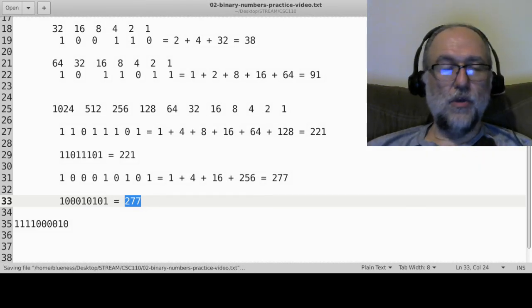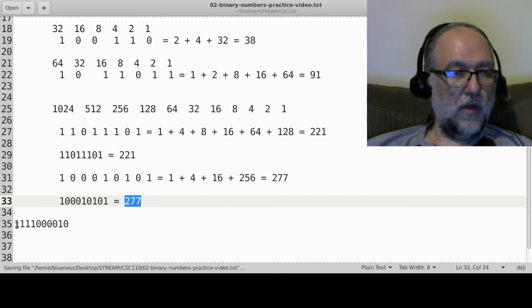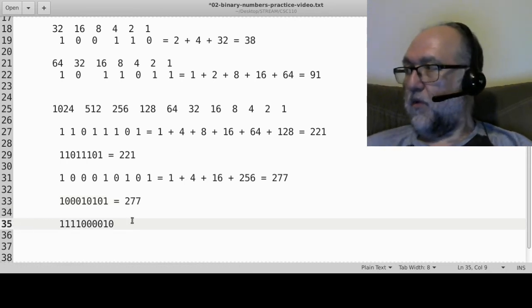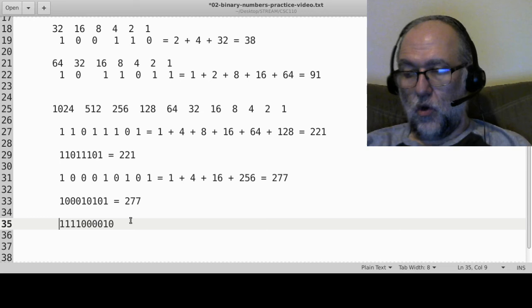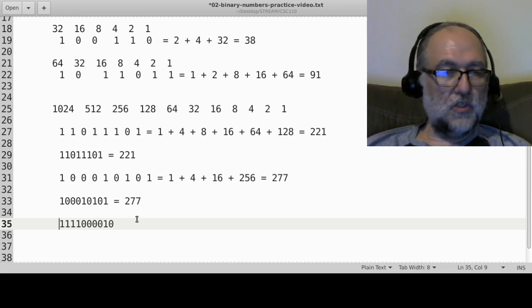And you can keep going on bigger and bigger and bigger. I don't want to go any further than this, so let's just do this last one here. That's in the ones column, and it's 0, so there's no 1. And this one's in the twos column. You have a 1 in the twos column, so you have a 2.